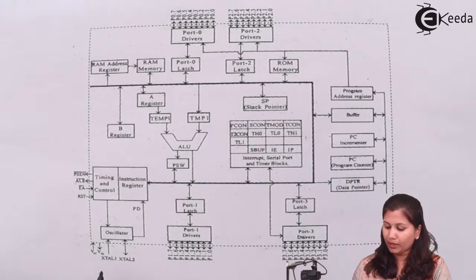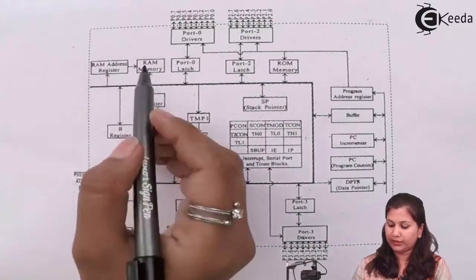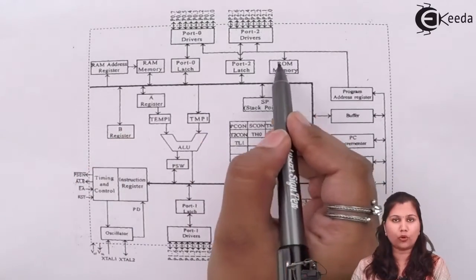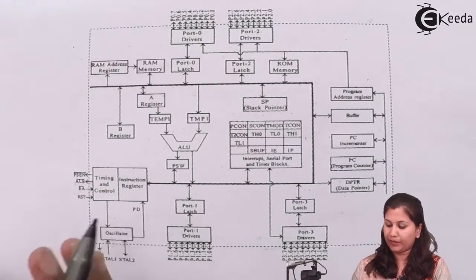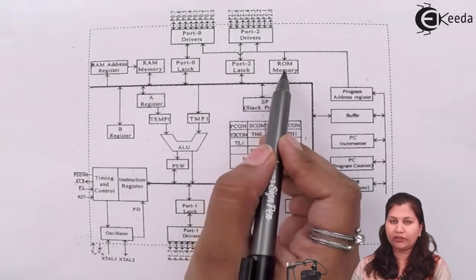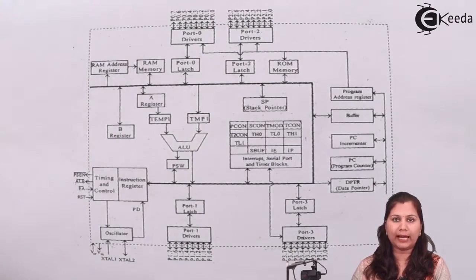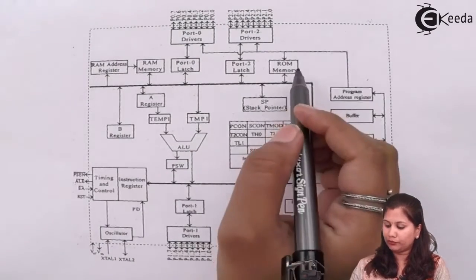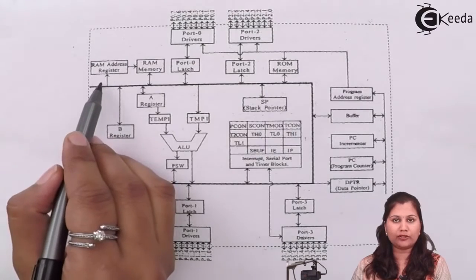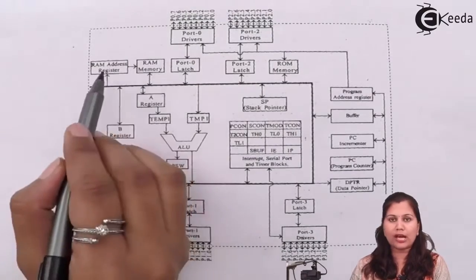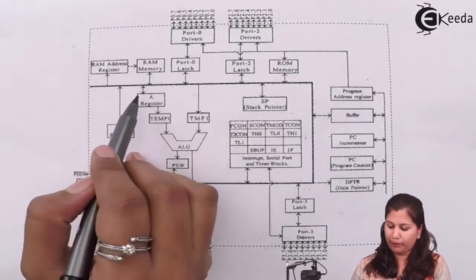Then we have different registers here. Memory is also there. This is the RAM memory, and this is the ROM memory, that is random access memory and read-only memory. For read-only memory, we don't have any addressing, because we can only read that memory. No data can be written over it, so there is no address register for it. But for RAM memory, we have the address register. We can read or write the data or the program code into this RAM memory.